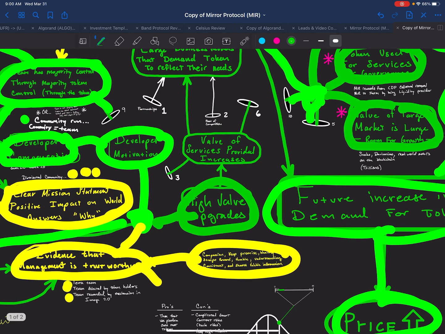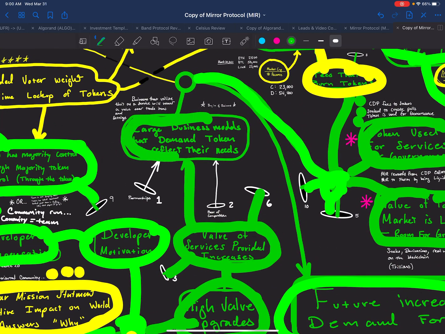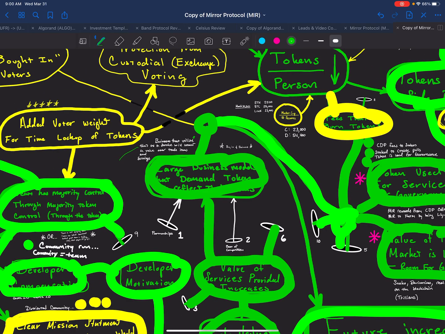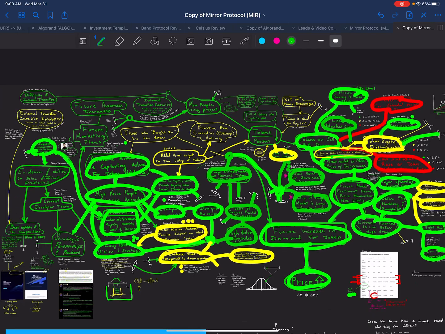High value upgrades. I do expect high value upgrades and high services provided to increase, and I do expect large businesses to demand the token in the future, so that businesses that utilize this as a service will want a voice over the traded items in the metrics. So I do see businesses buying it because they will want a voice over the metrics of this platform.